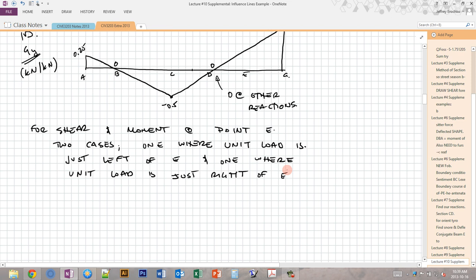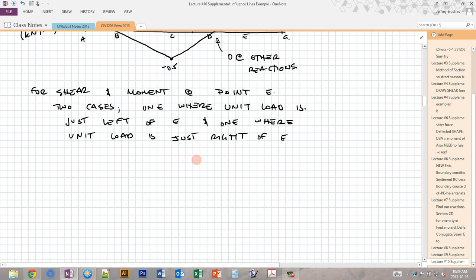Now when we're looking for the shear influence diagram in particular, we have to be careful of where we place our unit load, because we usually have a big step in the shear influence diagram at the point of application of the load. So we have two cases that we have to consider. One where the unit load is just to the left of point E, and one where the unit load is just to the right of point E. So let's look at these two cases.